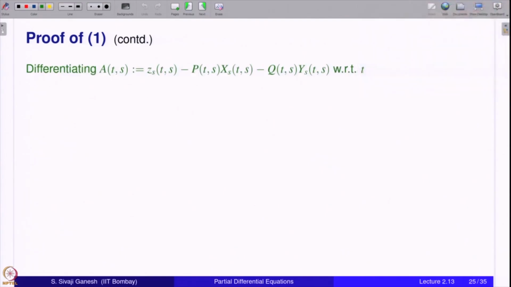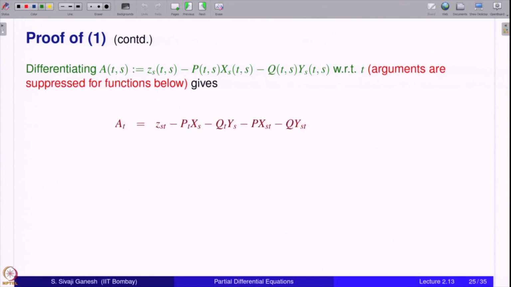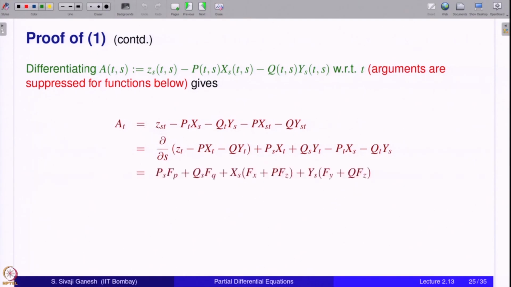Okay, differentiating A(t,s), we have to derive an equation satisfied by A(t,s). So, the only thing you can do is differentiation. So, A_t equal to z_st, right, p_t x_s, q_t y_s, p x_st, q y_st. Now, a small rearrangement is required, it is algebra, so that we will get f_z into A minus f_z into A. So, we are going to use the Charpit strip ODE equations here, and we end up getting this, that is the same as minus f_z A because this is 0.